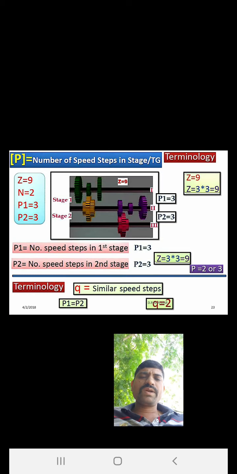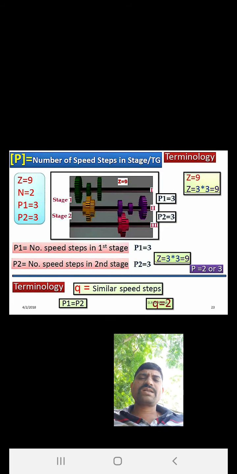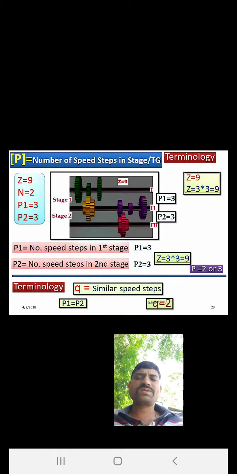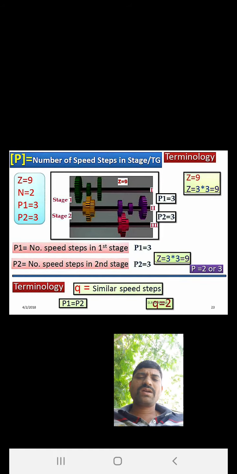In a similar way we calculate the p1 and p2 values for the first transmission group and the second transmission group. A transmission group is also called a stage, first stage and second stage. Between shaft 1 and 2 you get the number of speed steps in the first stage, and between shaft 2 and 3 you get the number of speed steps in the second stage. Then you can choose the value p as either 2 or 3.